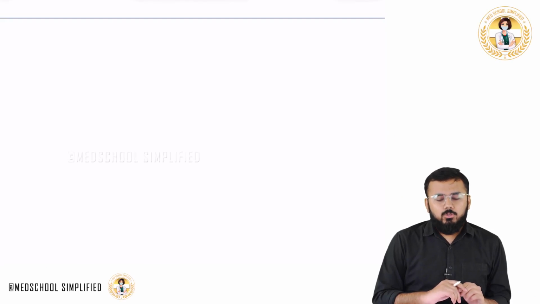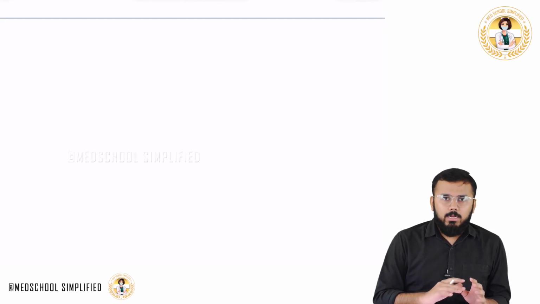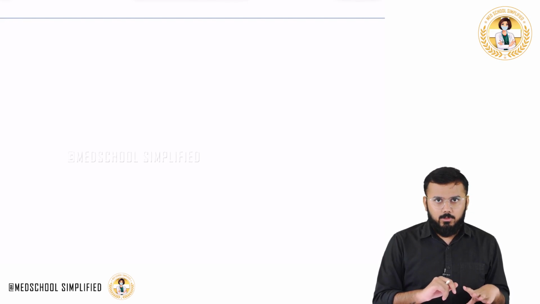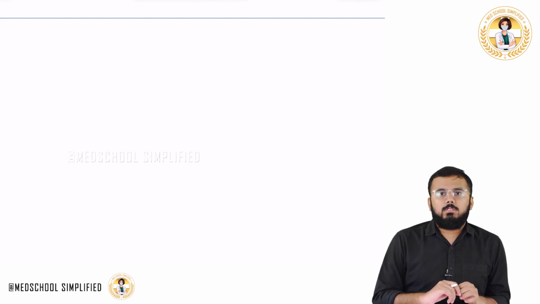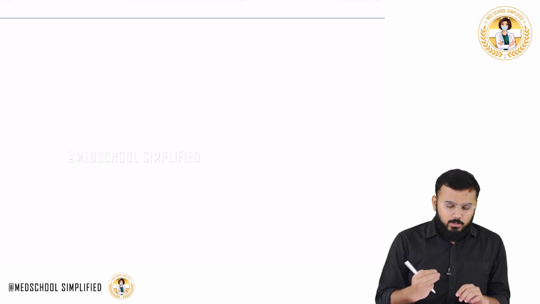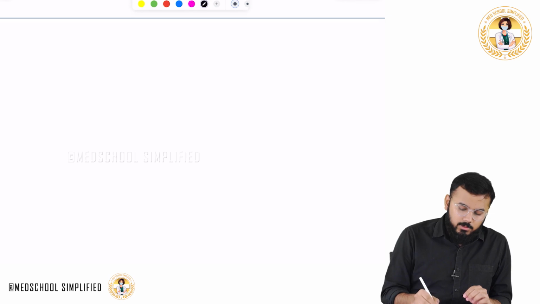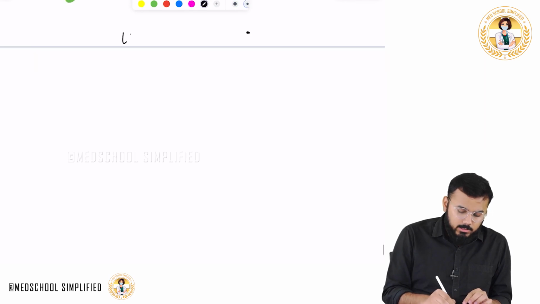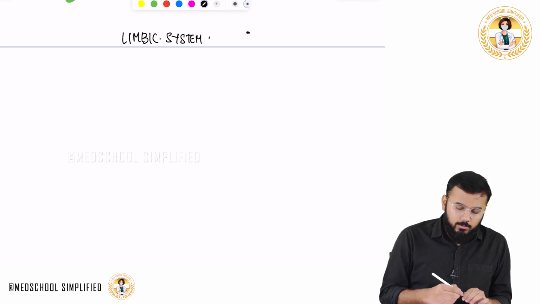Hello guys. So now we shall be discussing in complete detail about the limbic system. Before we start our discussion with the limbic system, first of all, we have to discuss what are the anatomical components of the limbic system. The limbic system is basically divided into three components.